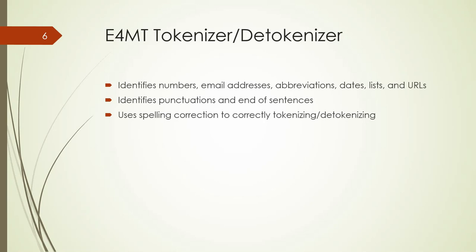Considering these cases, the tokenization module of E4MT first identifies numbers, email addresses, abbreviations, dates, lists, and URLs. The remainder of punctuation marks in the text can then be considered actual punctuation. This module also uses spell correction to prevent spaces mistakenly inserted in text from breaking words into parts.